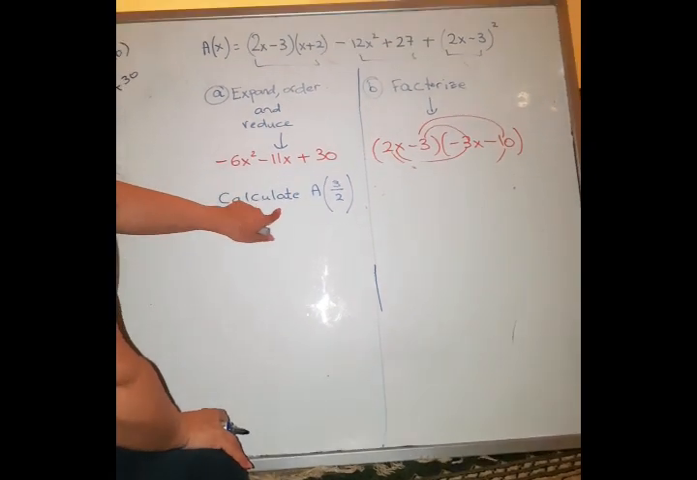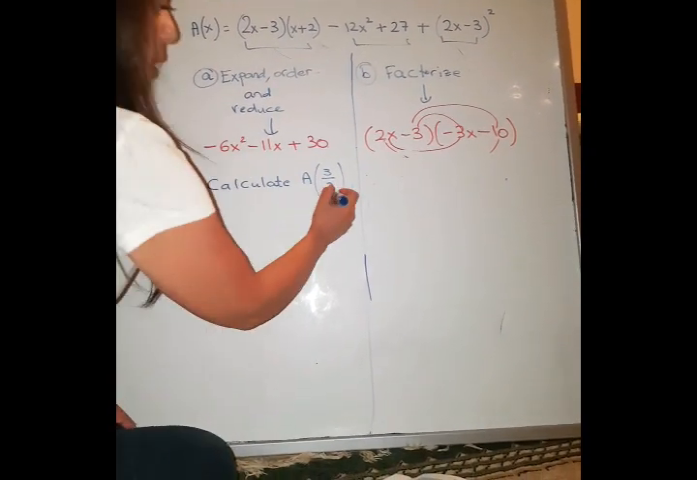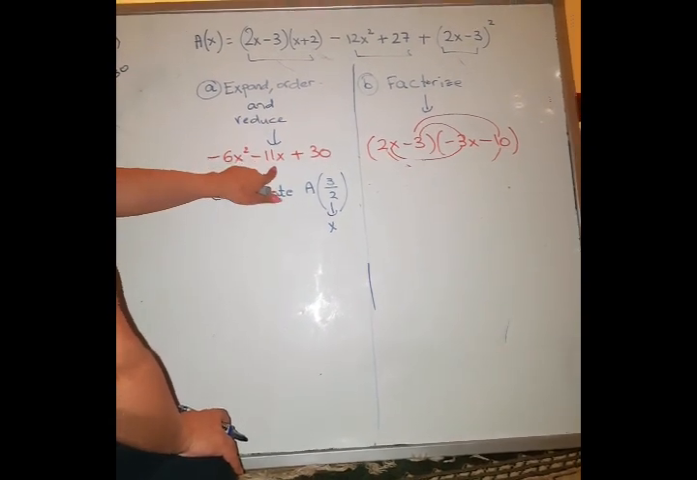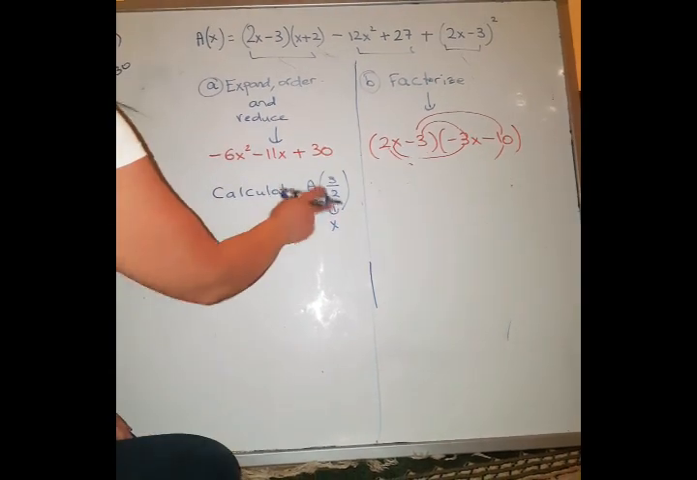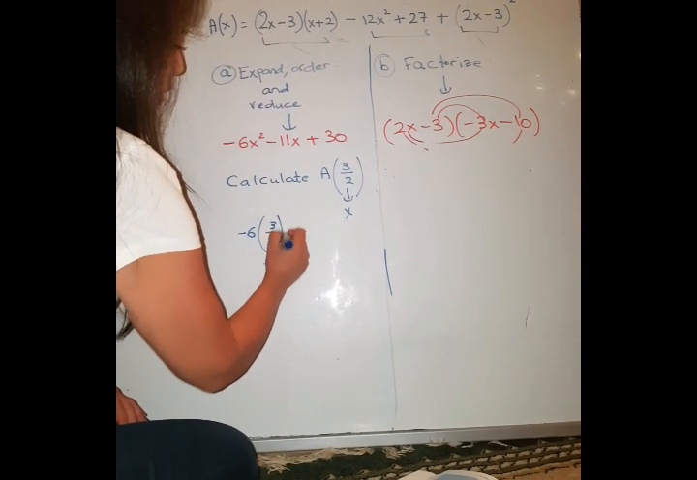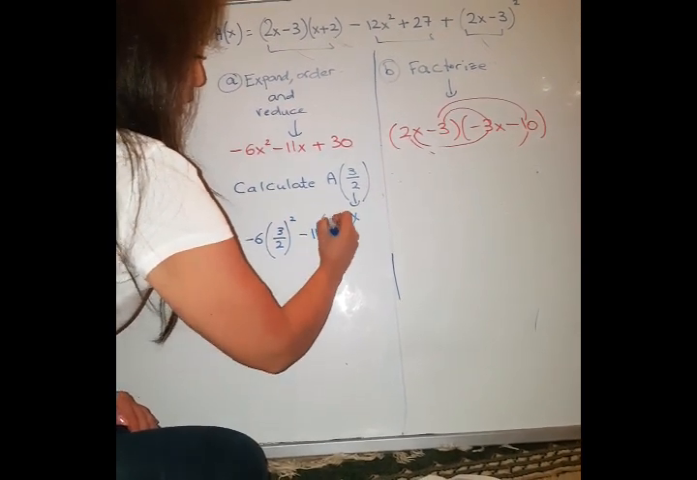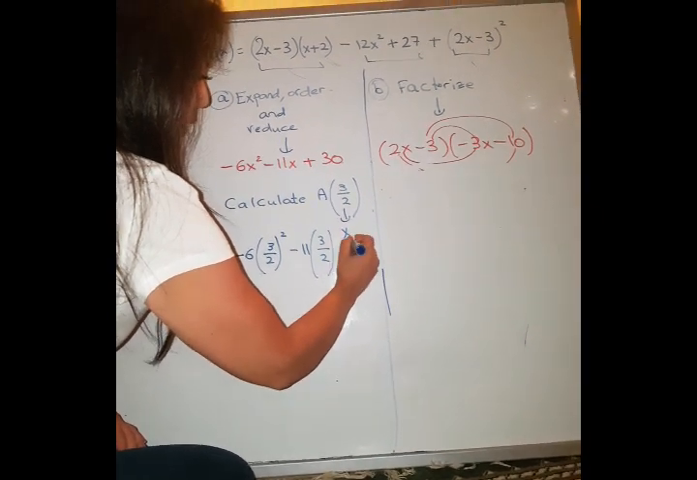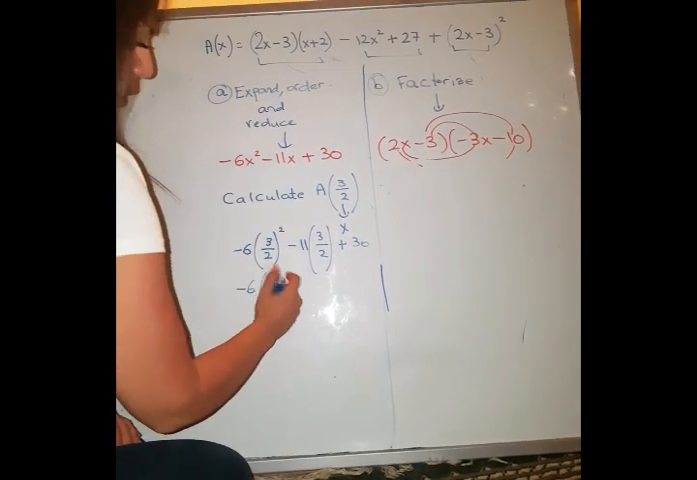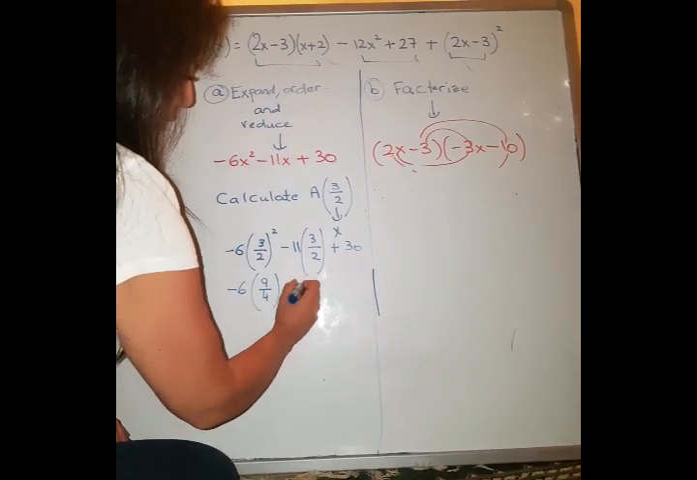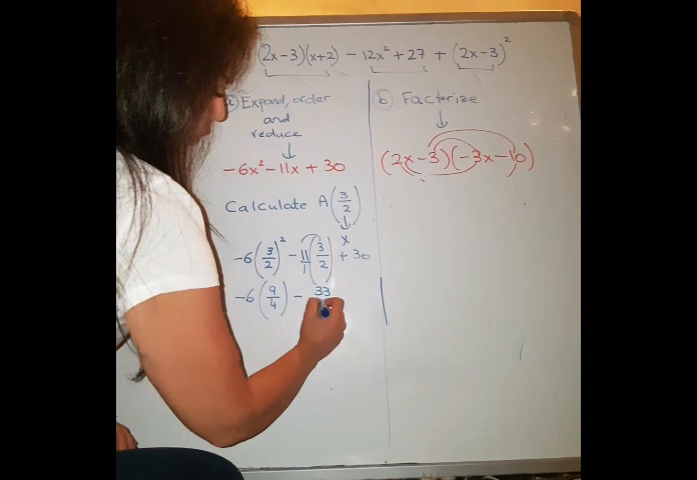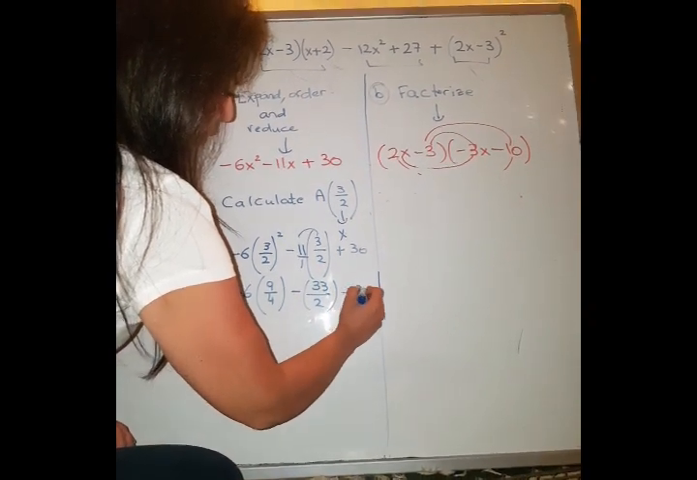Now they tell me calculate a of 3 over 2. So what's my x? It's 3 over 2. Again, I'm allowed to substitute into the expand, or I'm allowed to substitute into the factorize. So if I substitute here, it's negative 6 parenthesis 3 over 2 to the second power minus 11, 3 over 2 plus 30. Negative 6 times 3 over 2 to the second power is 9 over 4 minus 11 over 1. Again, you can do this on your calculator. Negative 33 over 2 plus 30.